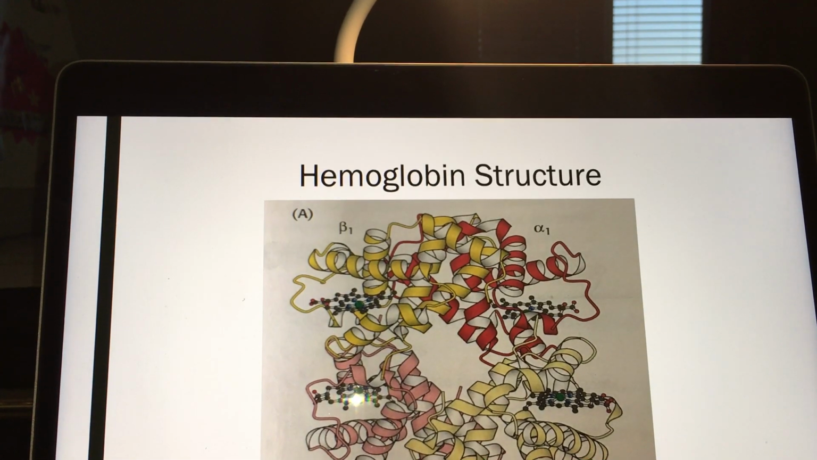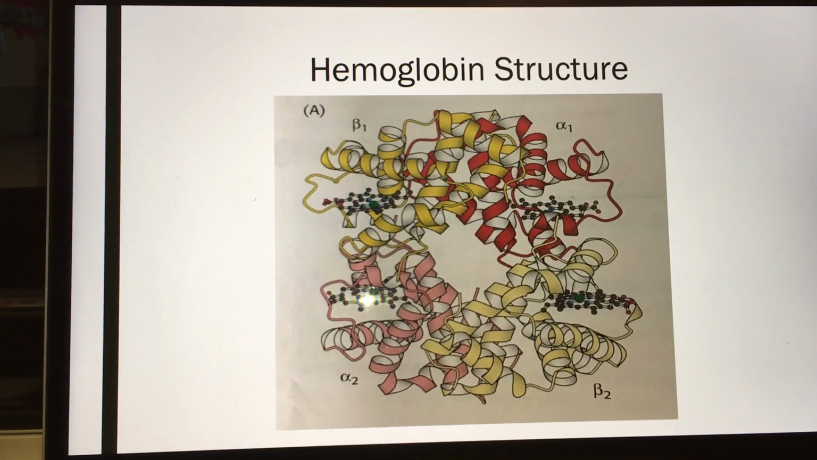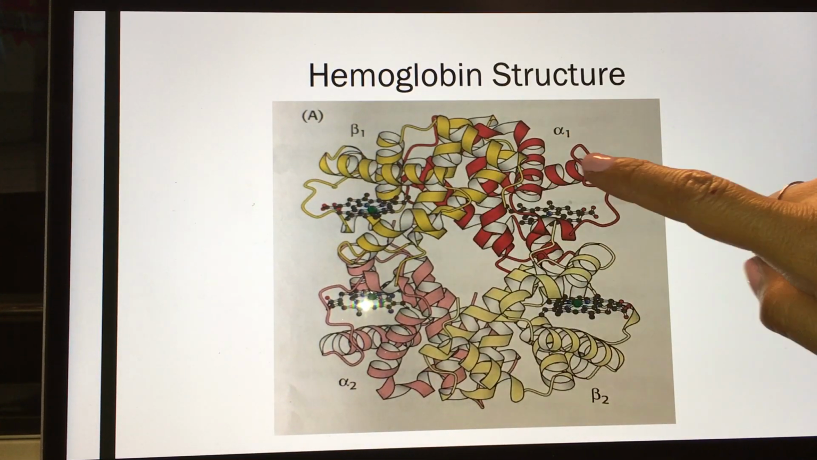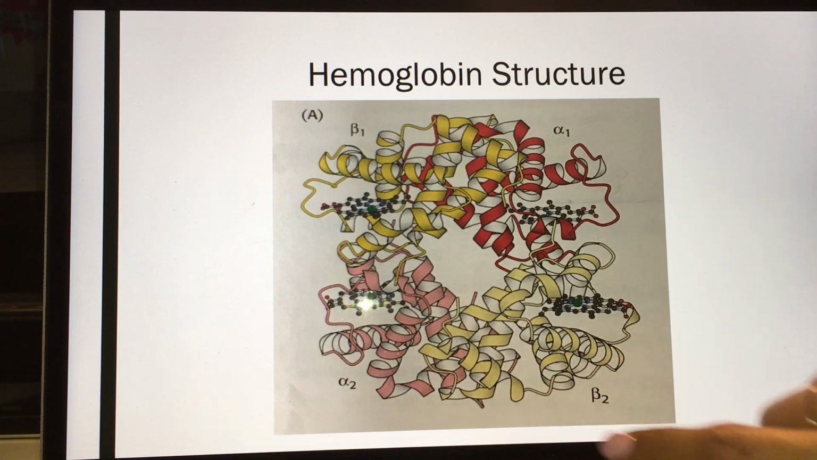So here we have the structure of hemoglobin. We have the beta 1 with the alpha 1 and the alpha 2 with the beta 2.